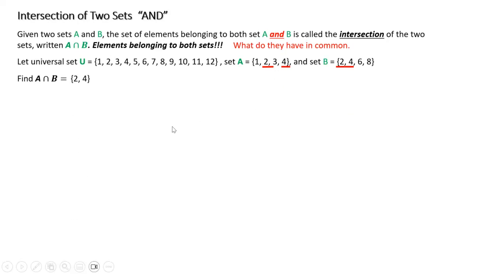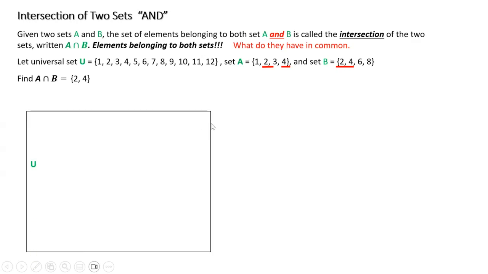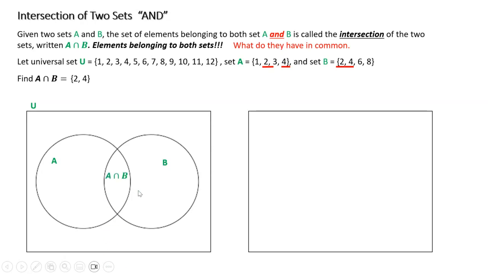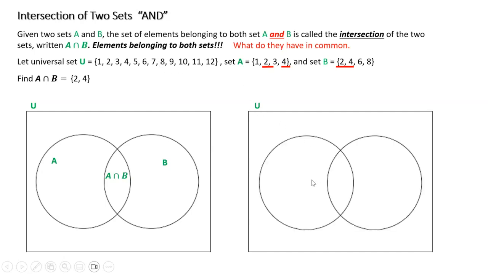Okay. Now, how do we represent it in a Venn diagram? You see, that's my universal set. Okay, first, when you're going to do this, guys, this is set A and this is set B. You always first start with where they intersect, or what do they have in common, right? So the 2 and the 4 are going to go here. You see, here's where they intersect, or what they have in common, right? Now, let's plug in all the numbers in the correct set. So you always start with A intersects B, which will be 2 and 4.